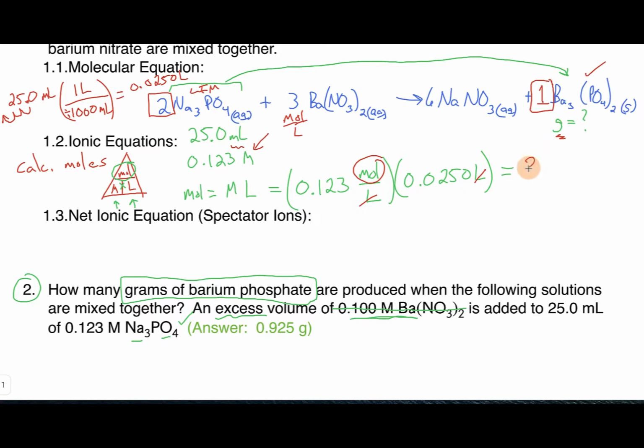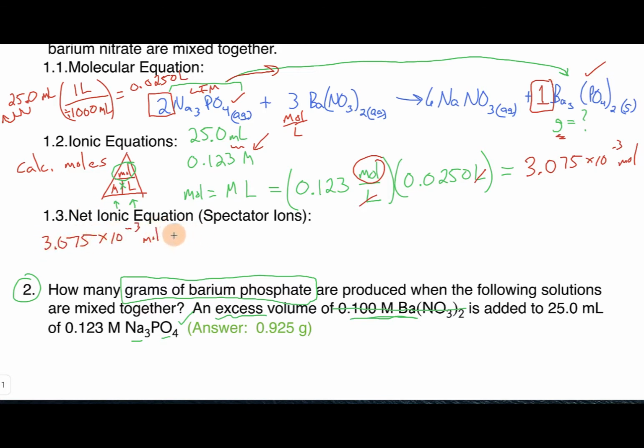If I put this on my calculator, I get, and I'm going to use all the digits from my calculator here. So that's the number of moles of the limiting reactant. Okay, now that we have the number of moles of that guy, let's talk about how we then switch over to the product over there. So let me rewrite this.